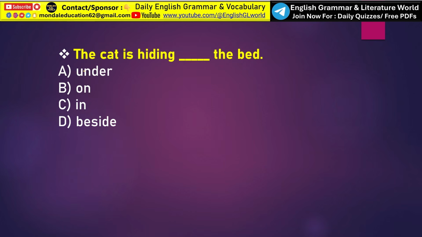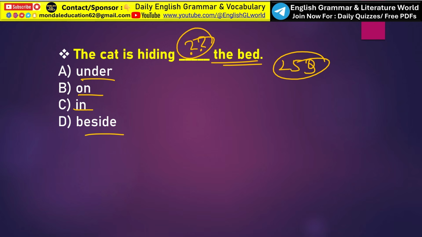So this is the last one. Look at the question. The cat is hiding dash the bed. Is it under, is it on, is it in, or is it inside? So what is the right answer? You have to tell me in the comment section. So here are total 25 questions with explanation.